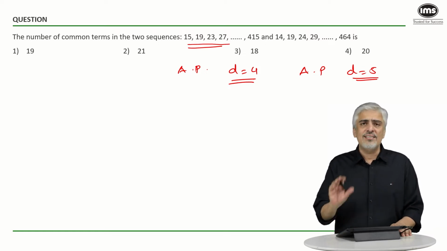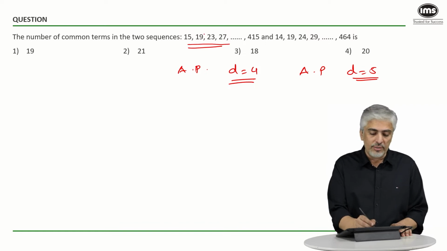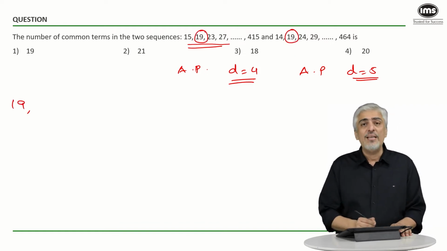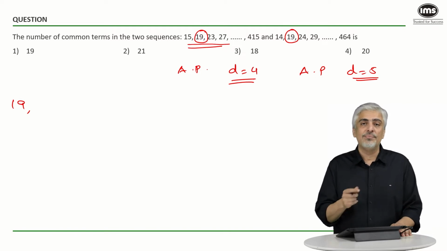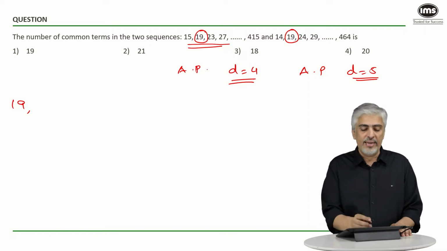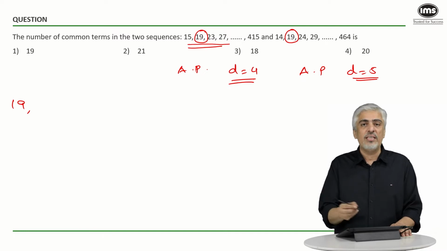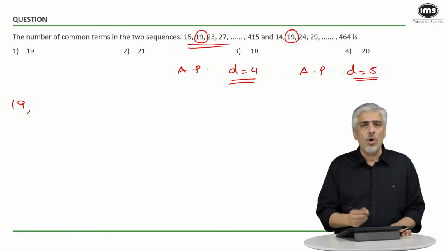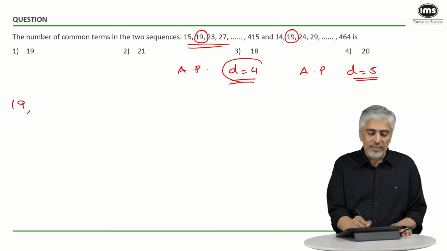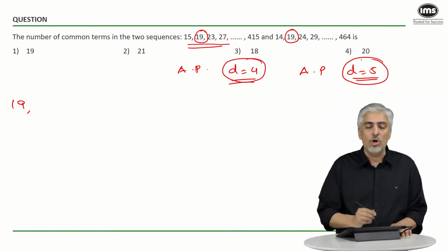So in this, the standard rule is to find the first common term, and the examiner has been very good to us and given us the first common term also, 19. 19 is the first common term. Now very importantly, what will be the next common term? Either you could actually keep going ahead. So after 27 there will be 31, 35, 39 and so on, and even in the next series you could do that, or just understand that the common difference will be the LCM of these two common differences.